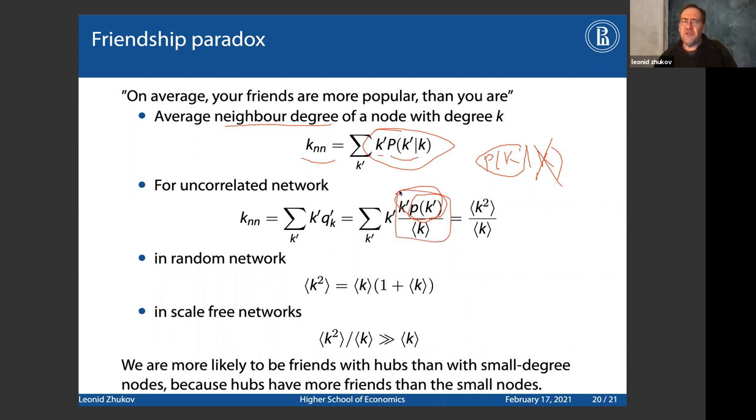So this formula actually just tells us the probability that at the end of a randomly selected edge, there will be a node of degree k'. And that's what we have here, because again, it's the independent scenario. Now, if you just take the sum, you realize it is equal to average k squared divided by average k. So if we have an uncorrelated network, where the degrees of the neighbors are not correlated, then the average degree of a neighbor of a node with degree k is given by this, in terms of average k and average k squared. So it does not depend on the neighborhood, it depends on the overall graph.